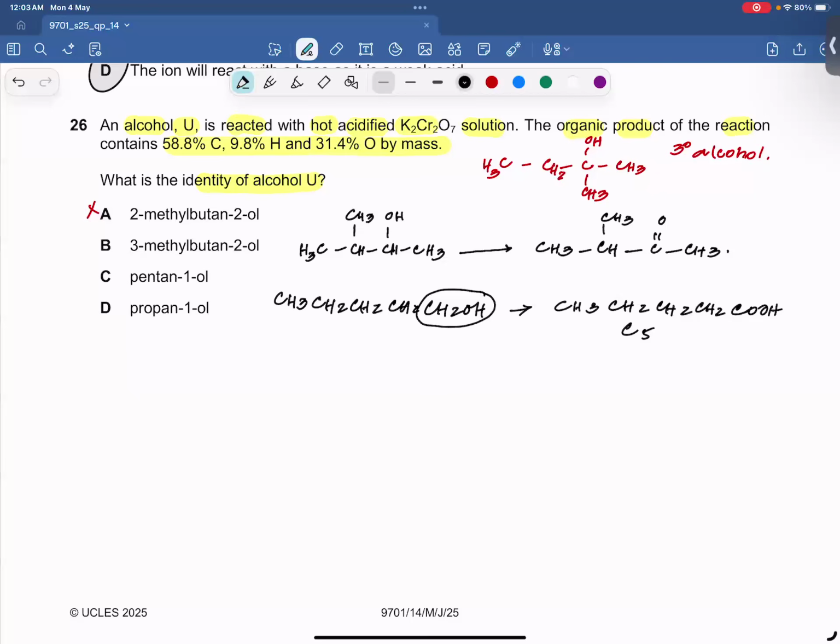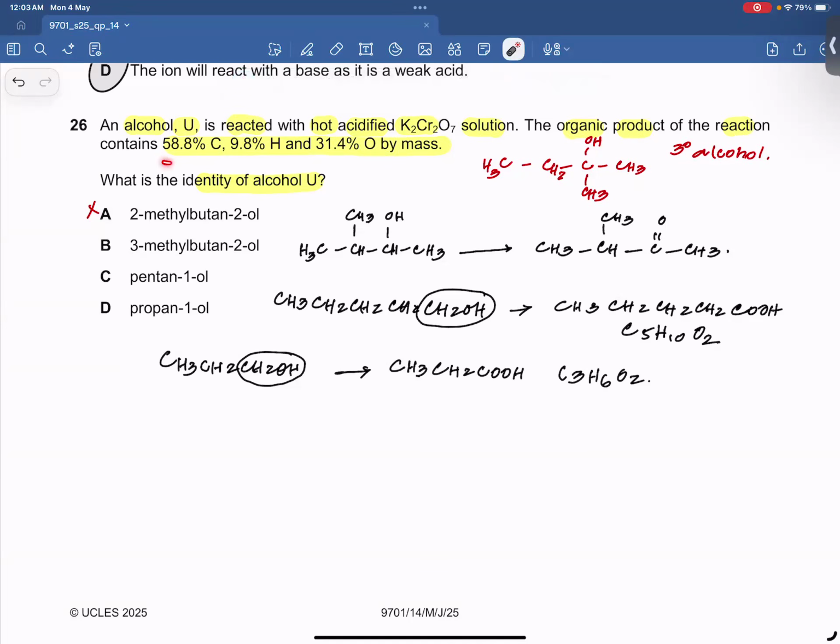Okay. Formula: 1, 2, 3, 4, 5 carbon atoms. How many hydrogens? 3 plus 2, 3 plus 2, 5, 7, 9, and 1, 10. And 2 oxygen atoms. Okay. Now propan-1-ol is basically CH3, CH2, CH2OH. It is a primary alcohol, so under such conditions with hot acidified K2Cr2O7, it will turn into a carboxylic acid, that is propanoic acid. The molecular formula of propanoic acid is C3H6O2.